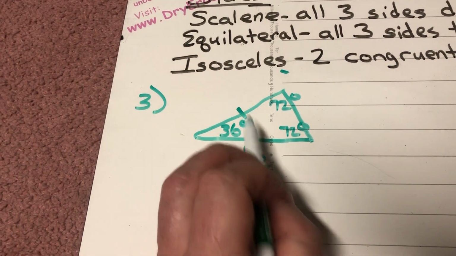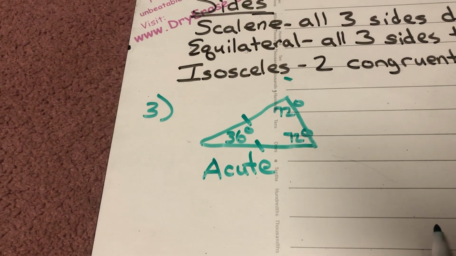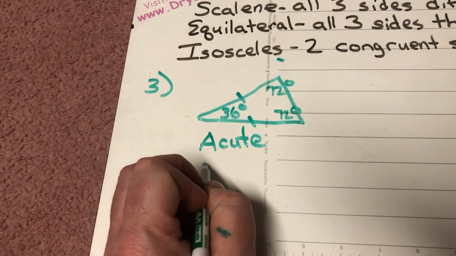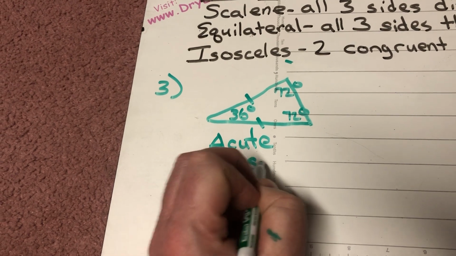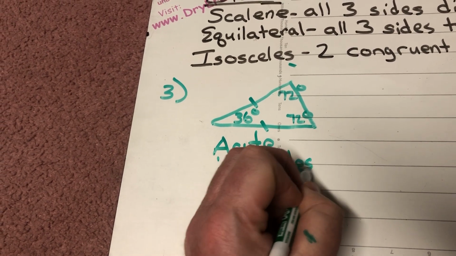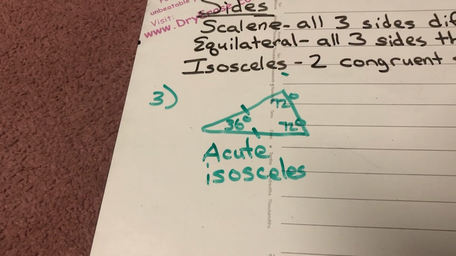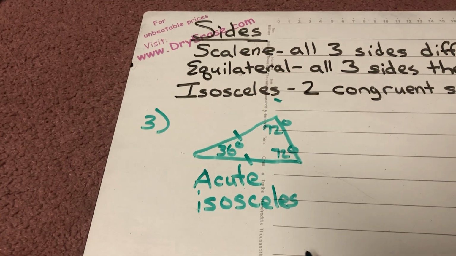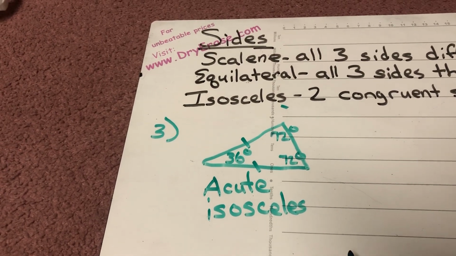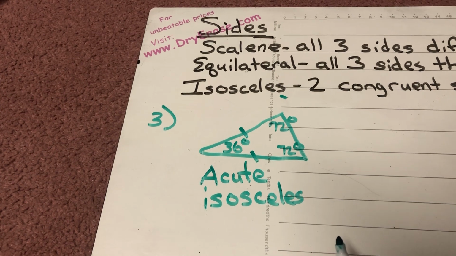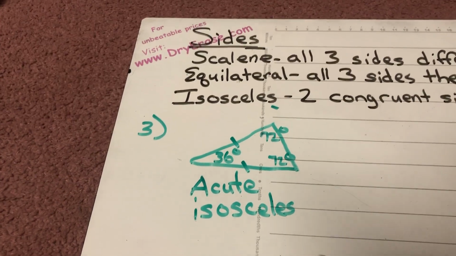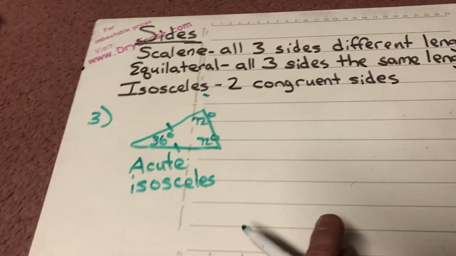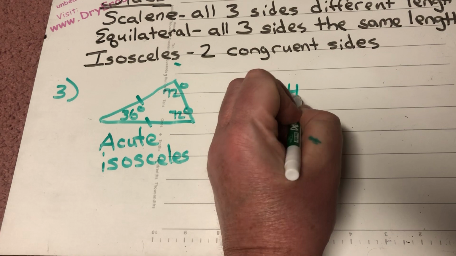However, I also see that I have two congruent sides, which means that it fits the definition of an isosceles triangle, so I also need to put isosceles. You're going to need to classify it by both angles and sides. So you're going to have to put one for the angles, which is either going to be acute, obtuse, right, and potentially equiangular. And then you're going to have to put one for sides, which will be scalene, equilateral, and isosceles.